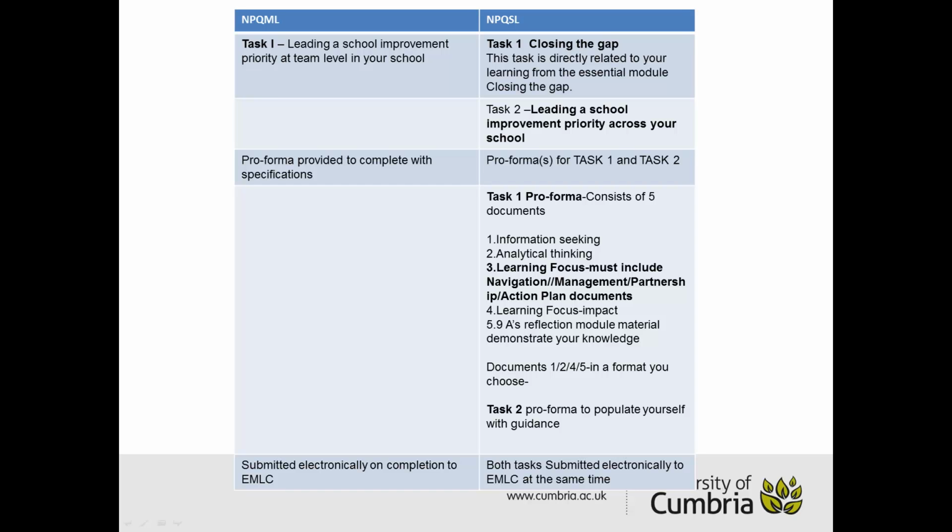The NPQSL project requires 2 formal assessments. Task 1 is closing the gap, and Task 2 is leading a school improvement priority across the school. Task 1 has a proforma which consists of 5 separate documents, and I've listed them there, and your participant will be able to articulate some further understanding around those. Task 2 is also a separate proforma, and it is populated by the participant with additional guidance. Both tasks are submitted electronically to EMLC at the same time.